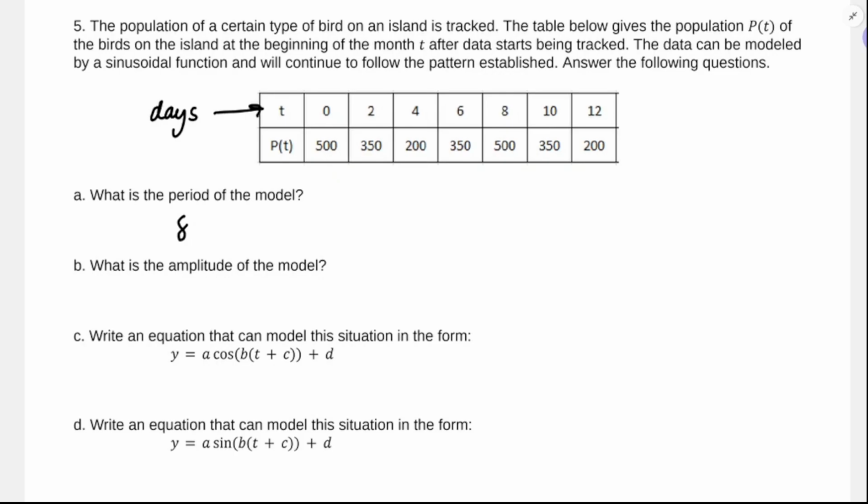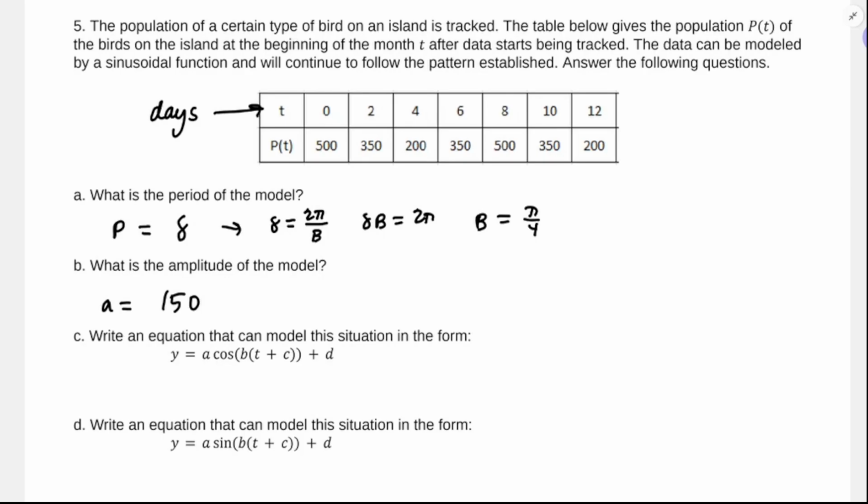And then the amplitude of the model, that would be half the difference between the maximum and the minimum. Maximum is 500, minimum is 200, it's a difference of 300, half of that would be 150. In an equation, that 150, that amplitude, will give me A. Period equals 8 is going to give me 8 equals 2 pi over B. 8b equals 2 pi, divide both sides by 8, b equals pi over 4.